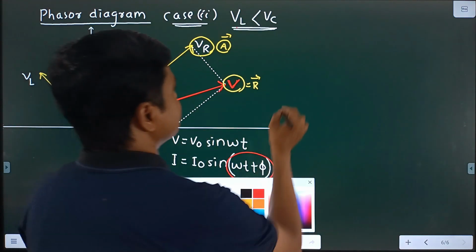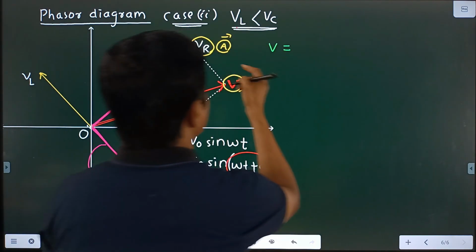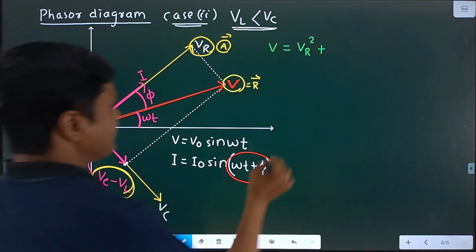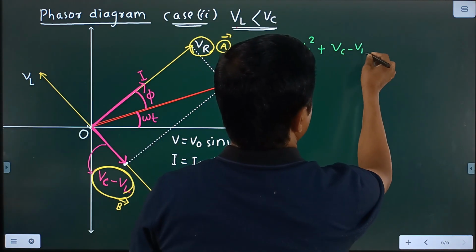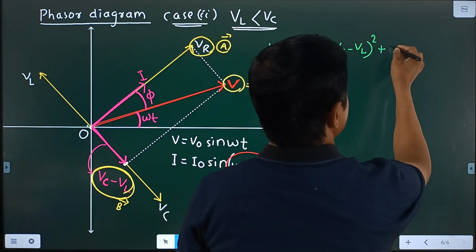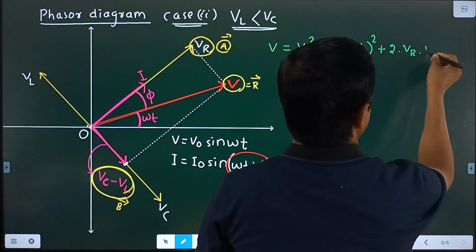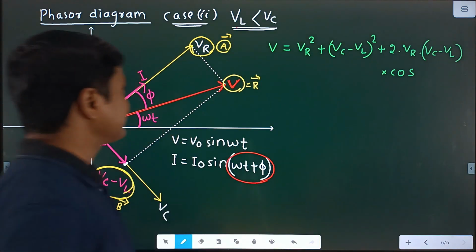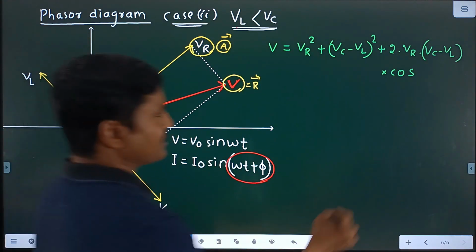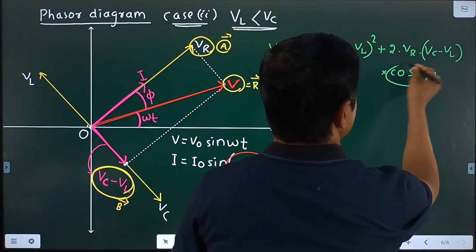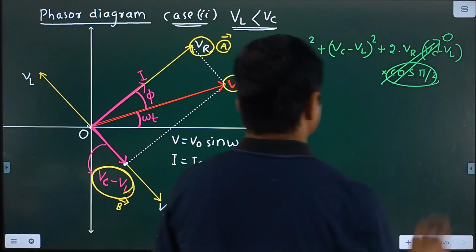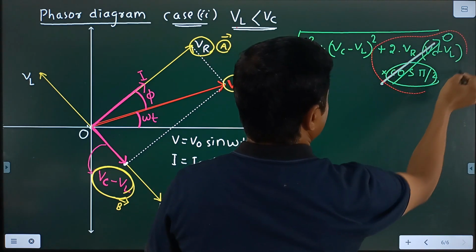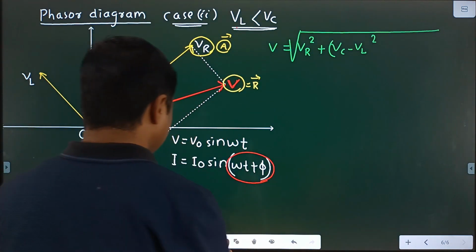Now you write, for the R vector, we write V. V is equal to, for the A vector we write VR, so we write root over VR square plus B square. B square means VC minus VL, we write VC minus VL square of this, plus twice of AB cos phi. A means VR, B means VC minus VL, multiplied by cos phi. Phi is the angle between the A vector and B vector. This angle is equal to pi by 2, and cos pi by 2 is 0. So the third term tends to 0. Clear? And the root over is there. The third term is 0, so in this place we write simply 0, and the remaining is equal to this one.